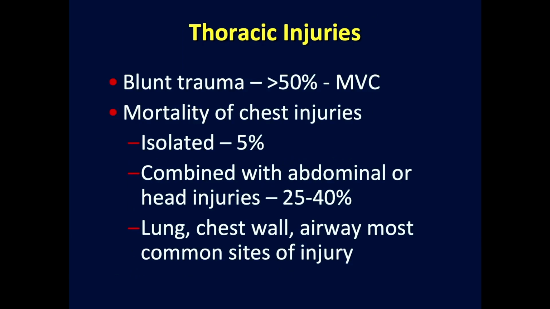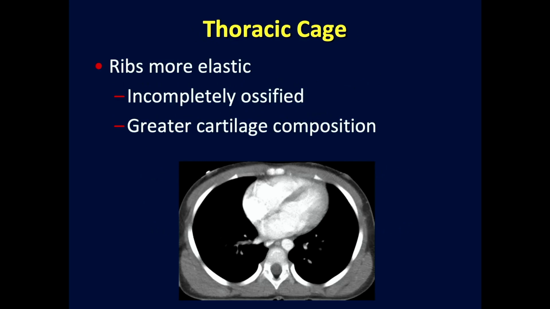So in the chest, with blunt trauma, the majority of the injuries that we see do tend to be related to motor vehicle accidents. And the mortality of chest injuries in children is really quite low, at least when it's an isolated chest injury. When it's combined with a head injury or an abdominal injury, then the risk goes up significantly. And most of the injuries that we see in the chest involve the lung, the chest wall, and the airway.